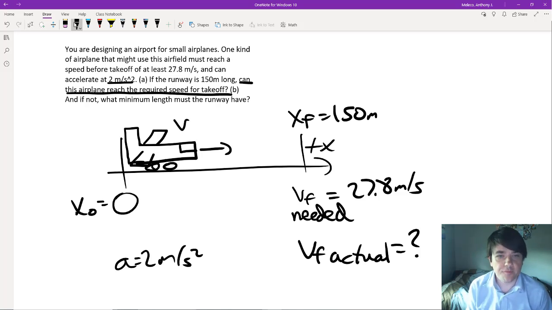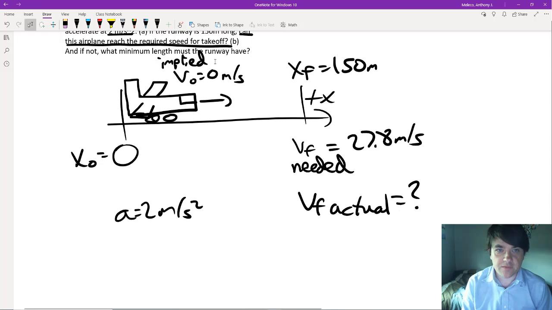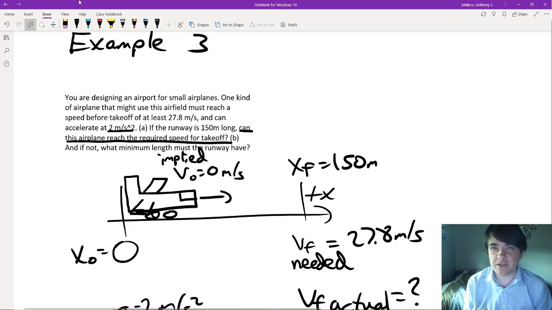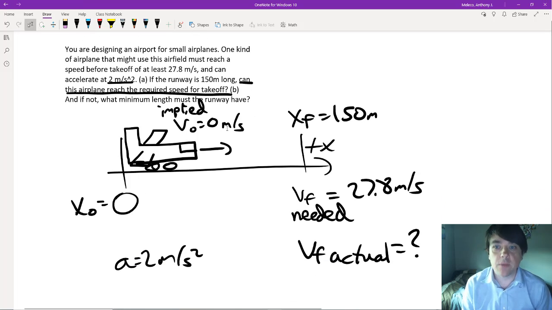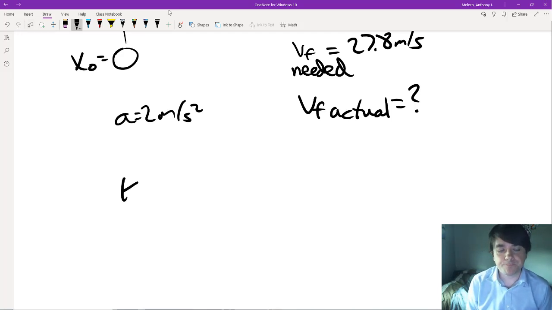One thing we know, V initial is 0 because it's starting off at 0 meters per second. This right here is an example of an implied value. It's not explicitly told that the airplane starts at 0, but it must if it's taking off, right? And so these are the kind of more difficult values to get. It's not obvious because sometimes you're like, should I make this assumption? I don't know. Something like this is an assumption you can make. If something's just starting moving, it doesn't have an initial velocity.